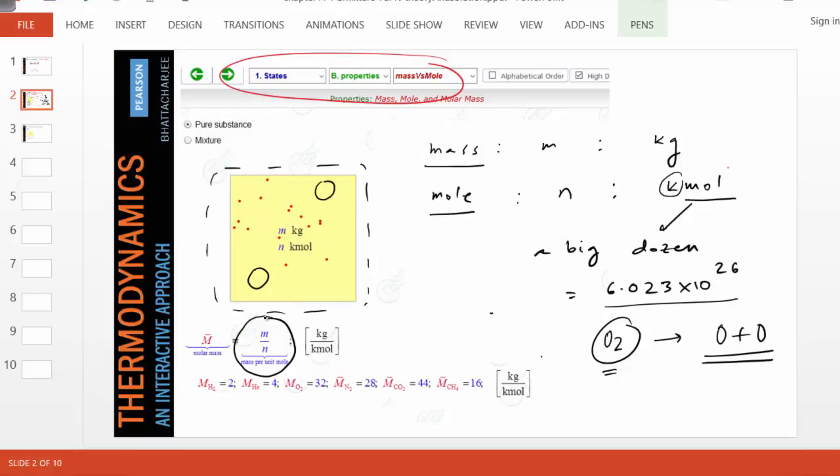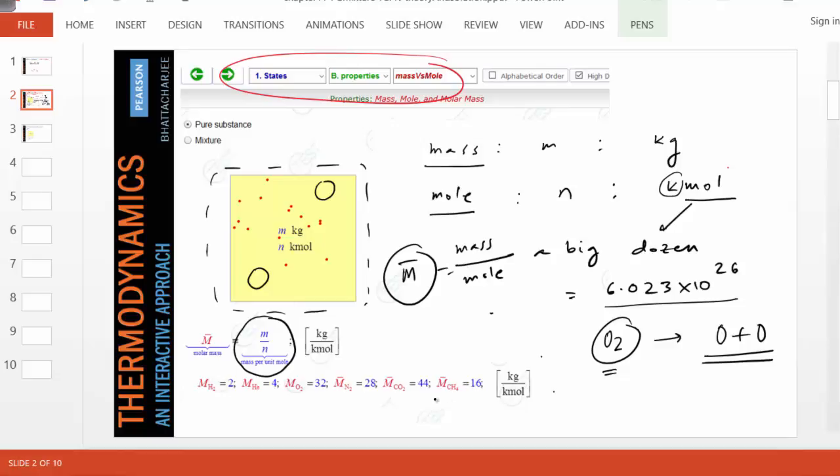The mass of so many oxygen molecules. And that's called the molar mass. We'll put a bar on top. The molar mass of a pure substance is a constant. It is the mass per unit mole. So it's mass per unit mole that is the molar mass.